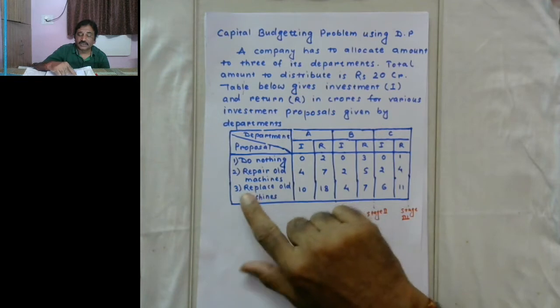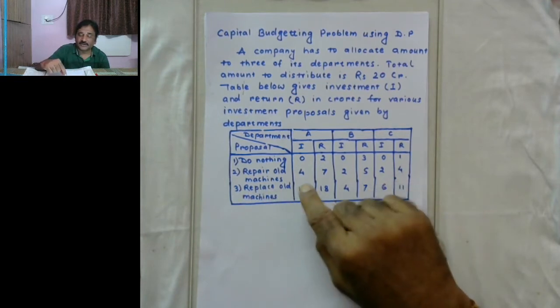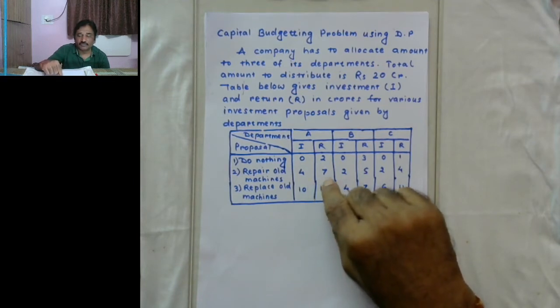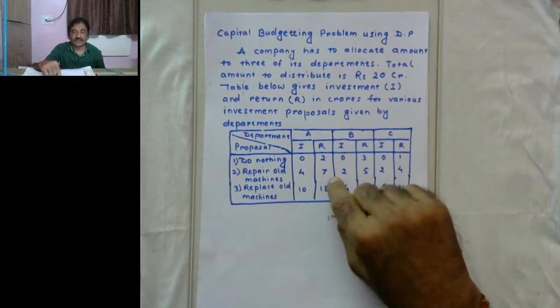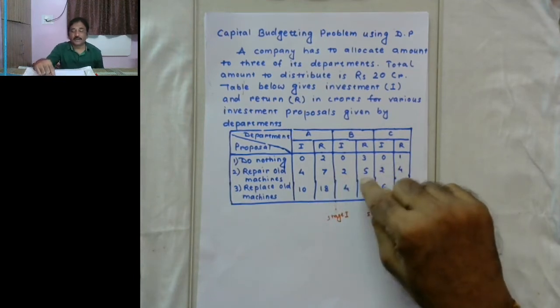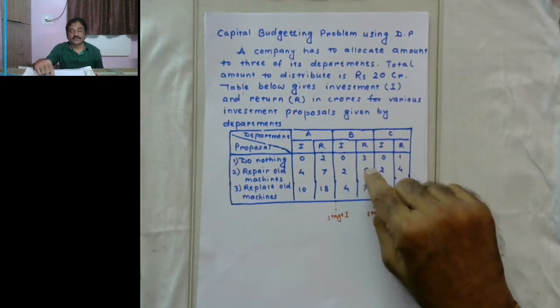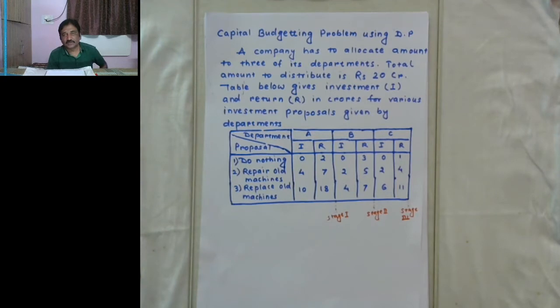Right? Another proposal given by all three departments is to repair old machines. Department A requires 4 crores for it and is estimating a return of 7 crore. Department B requires 2 crores for repairing old machines, and it estimates that it will be giving a return of 5 crore at the end of the year. Then department C requires 2 crore and will be giving a return of 4 crore.